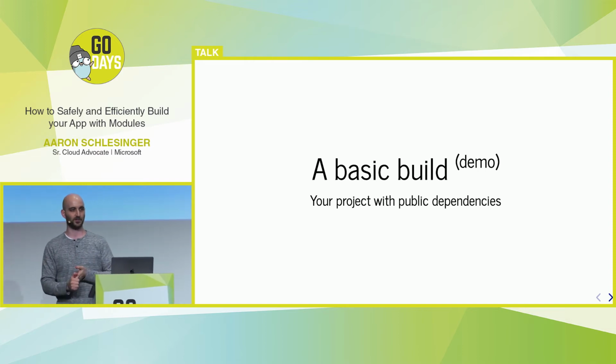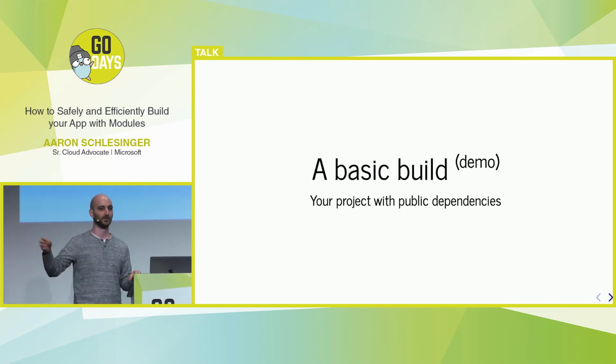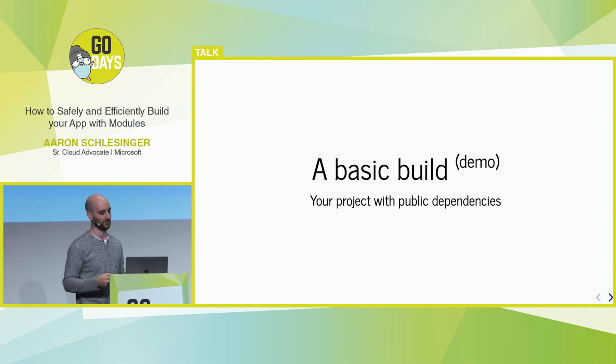So we're going to start off with a demo of doing just a basic build with all public dependencies. And it's going to be using the defaults out of the box for Go 1.13. That is, it's going to be using proxy.golang.org to pull all of its dependencies from. And it's going to be using sum.golang.org to check all the checksums of those dependencies.